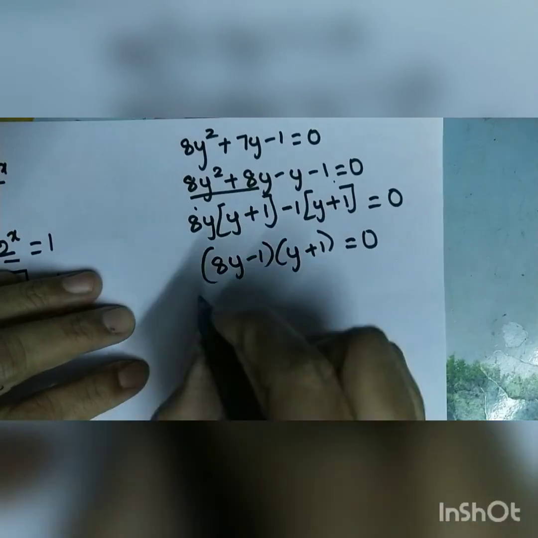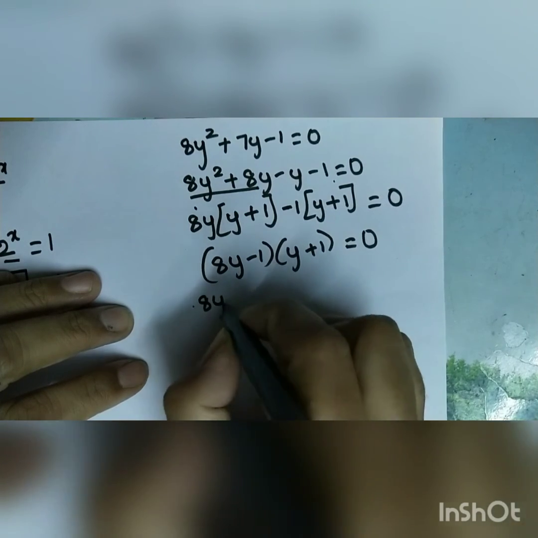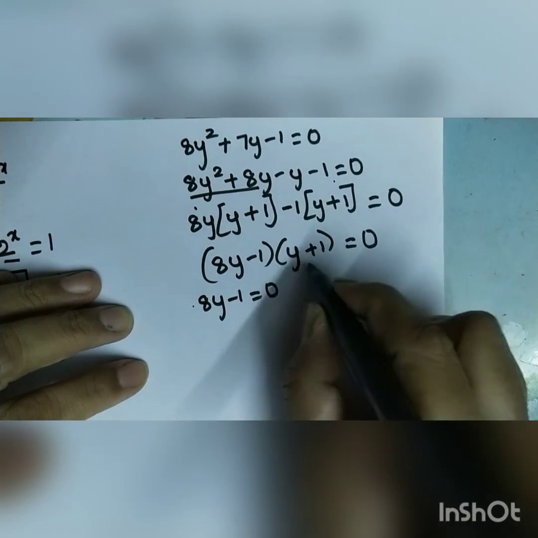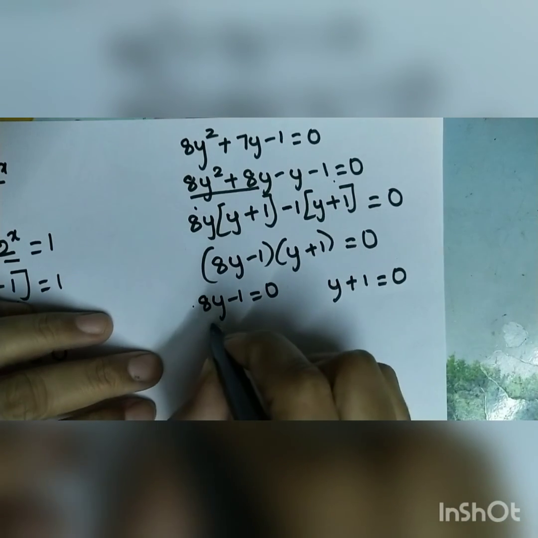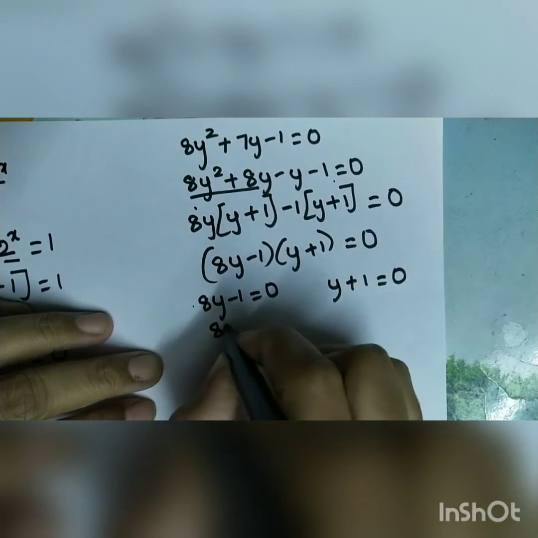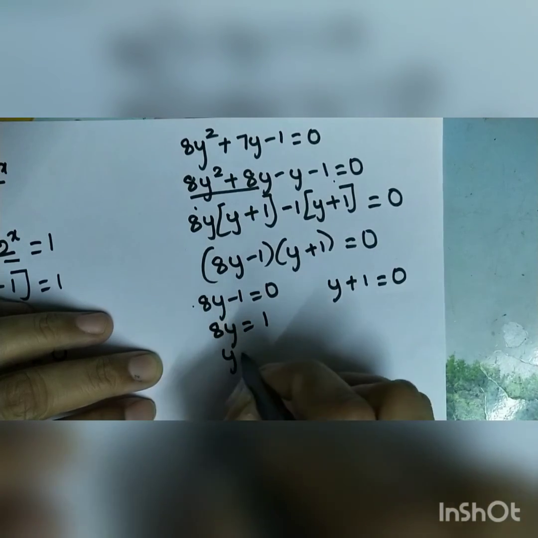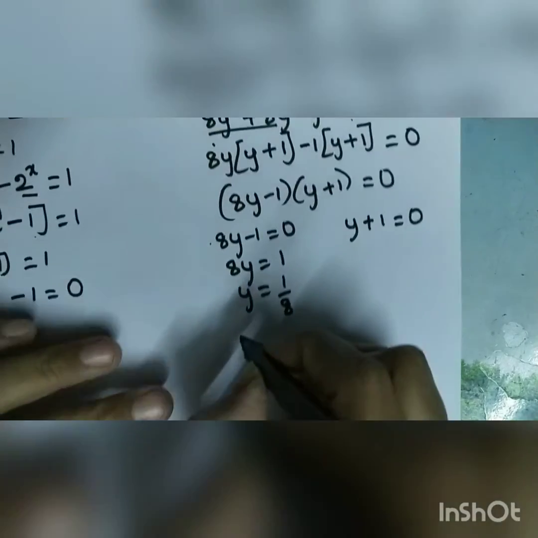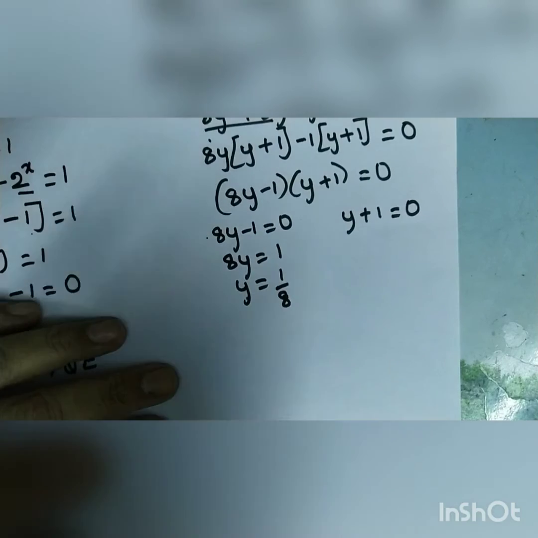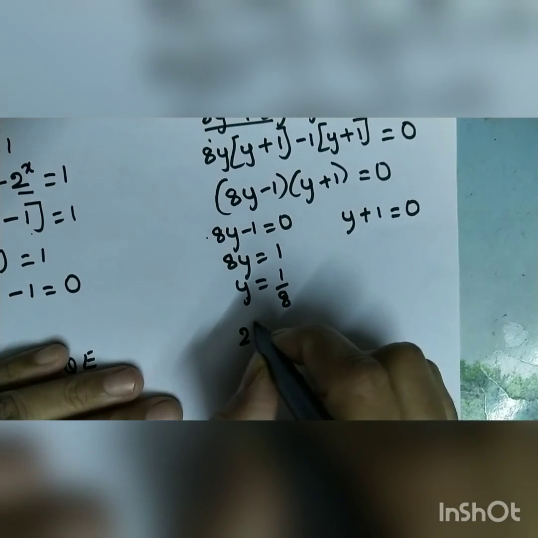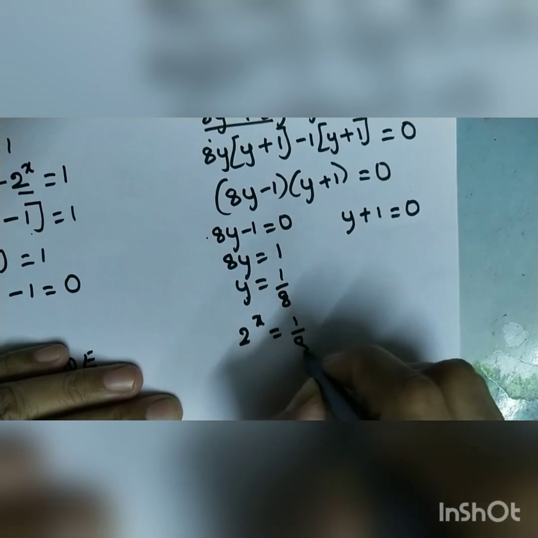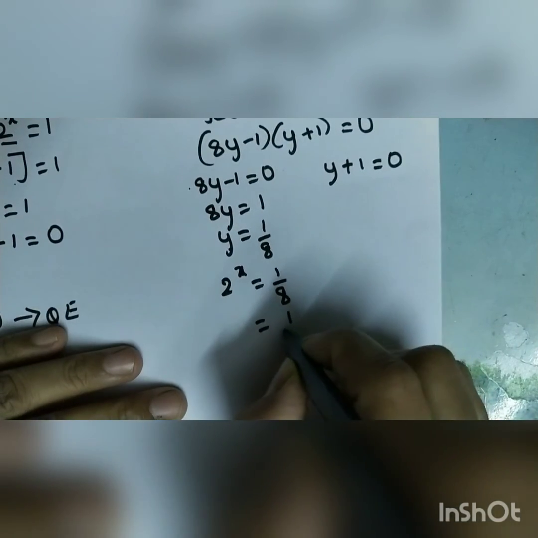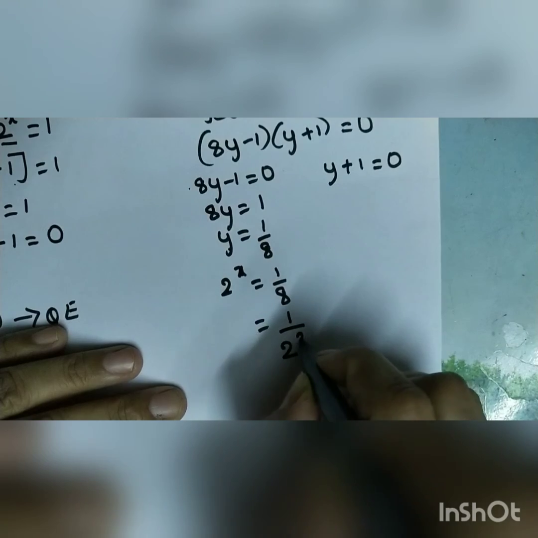When we simplify, we can say that 8y minus 1 equal to 0, and y plus 1 is equal to 0. So when I simplify this, it becomes 8y is equal to 1, y is equal to 1 by 8, and y is nothing but 2 raised to the power x, isn't it? So I'll keep it as 2 raised to the power x is equal to 1 by 8, which can be further written as 1 by 2 raised to the power 3.